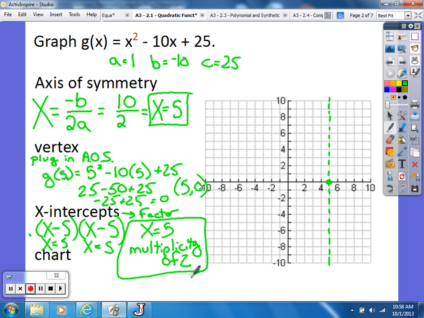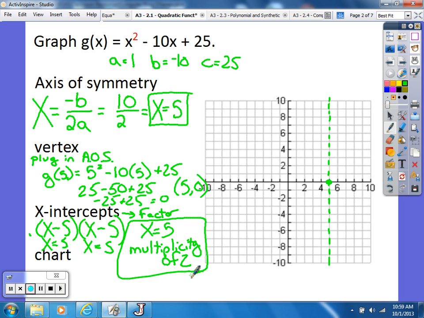One thing to note about the graph is that it's got to come either down and touch that and go back up, or come up and touch that and go back down. But it actually doesn't cross at x equals 5. It just touches and comes back. That's going to help us when we go over tomorrow's lesson. Okay? So anytime it has an even multiplicity, it touches and then comes back.